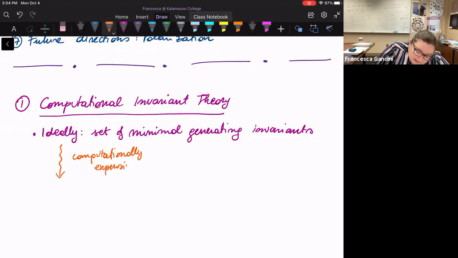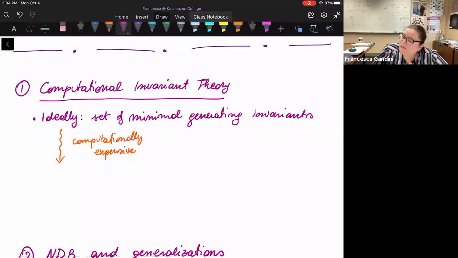And it is more and more expensive depending on how far you have to go in the degree, right? And so in particular, if we can bound the degree of these minimal generating invariants, it also gives us a better indication of where to stop the computation. And so the second best thing is to get a bound on the maximum degree.